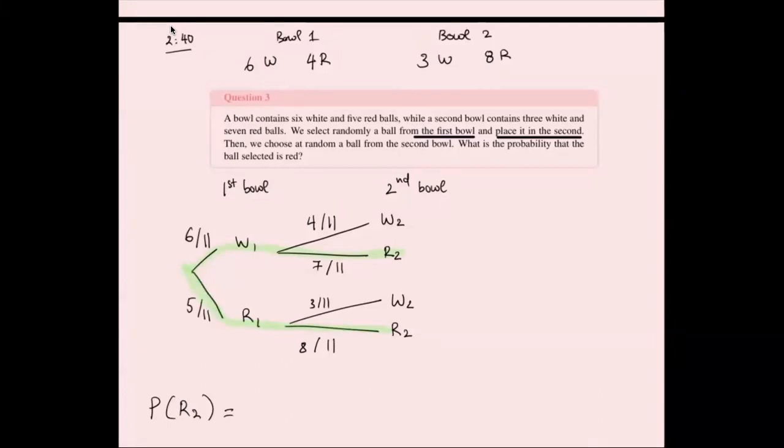In the exam, what you should write down is, I will take the probability of this plus the probability of this. The first part is you get white from the first ball and red from the second ball. The second path is you get red from the first ball and you also get red from the second ball.